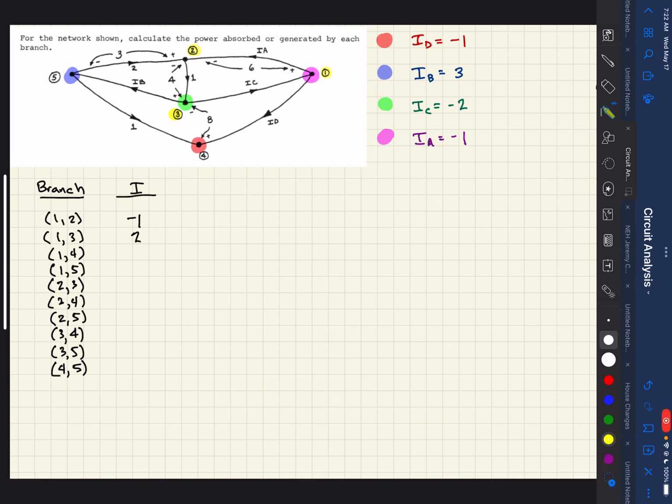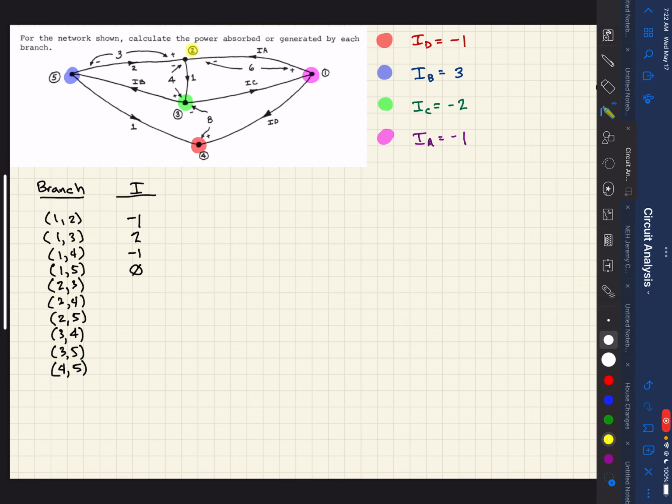Next, we'll be looking at 1 and 4, so 4 is down here, and that's going to be ID, and again, that one's negative, so that's a -1. And finally, we have 1 and 5, so 5 is over here, and there's no direct connection between those two, so therefore, we're going to say that there really is no current relationship directly between those two. So that takes care of all the connections involving node 1.